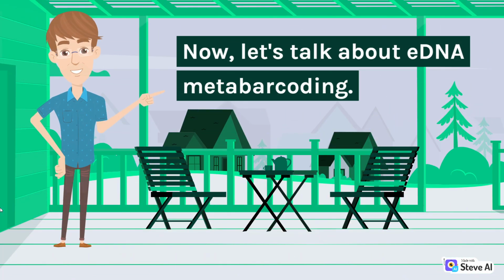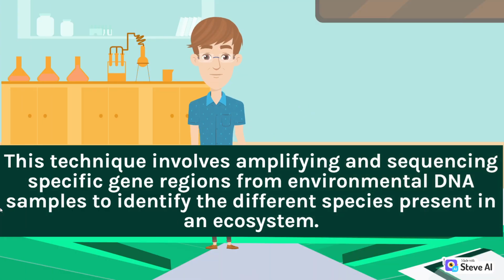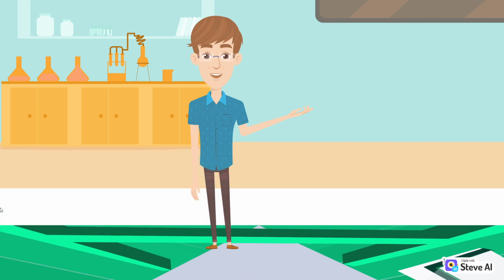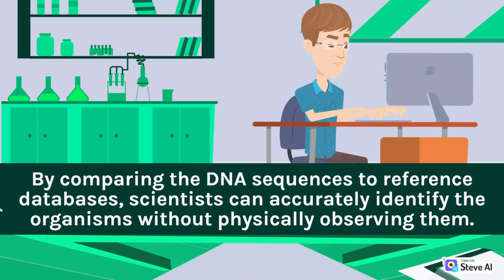Now, let's talk about eDNA metabarcoding. This technique involves amplifying and sequencing specific gene regions from environmental DNA samples to identify the different species present in an ecosystem. By comparing the DNA sequences to reference databases, scientists can accurately identify the organisms without physically observing them.